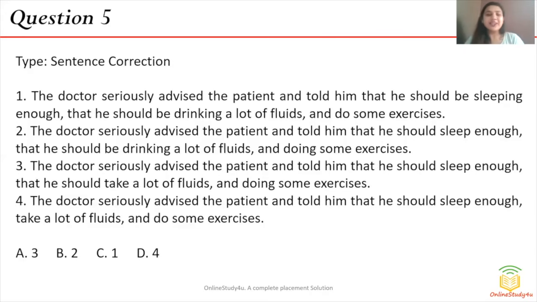Again, another sentence correction question. The doctor seriously advised the patient and told him that he should be sleeping enough, he should be drinking a lot of fluids and do some exercises. Now, I have understood that this question is on parallelism, where there are 3 parts: sleep, drink fluid, do exercise. These 3 parts are there. So the doctor seriously advised the patients that he should be sleeping enough, he should be drinking a lot of fluids, and it should be doing some exercises. That is not there. So 1 is gone.